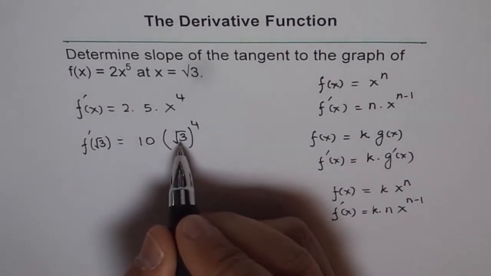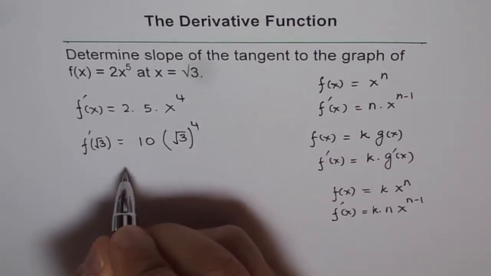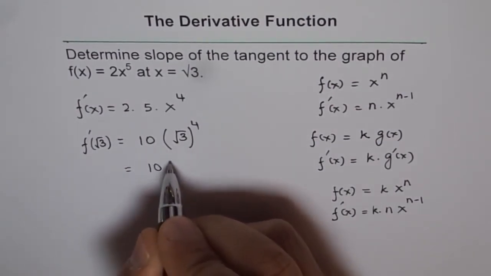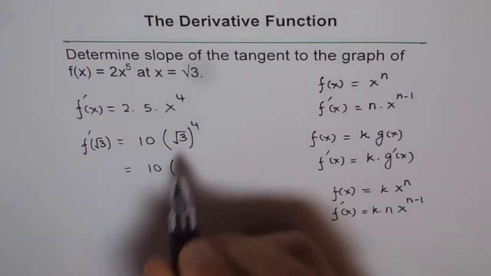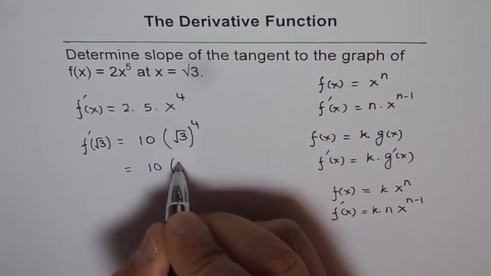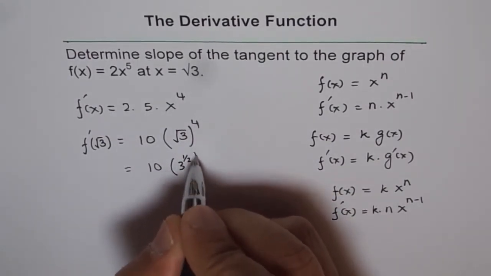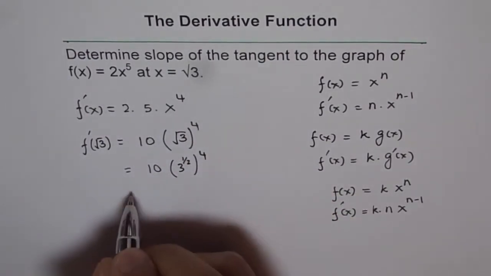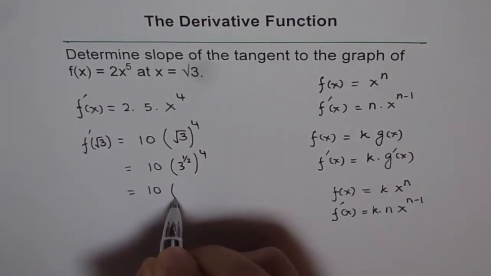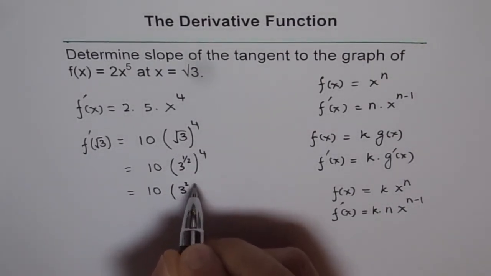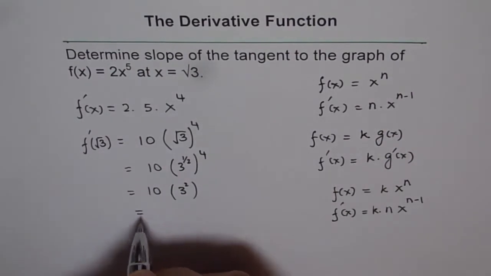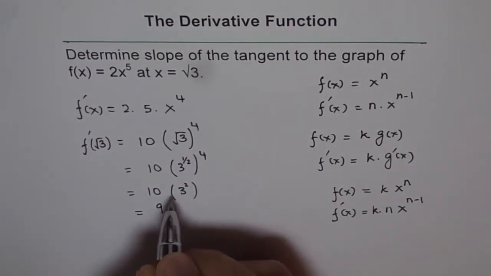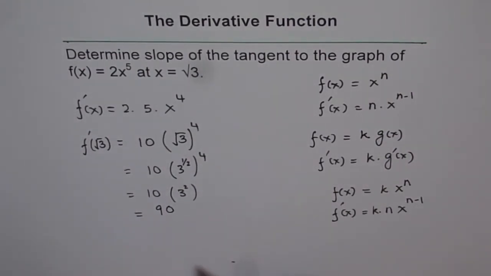Now square root of 3 is 3 to the power of half. So this is 10, and this is 3 to the power of half, all to the power of 4. So let me go step by step. Half times 4 gives 2, and that gives me 10 times 3 squared, right? 3 squared is 9. And therefore, I get 9 times 10 as 90.